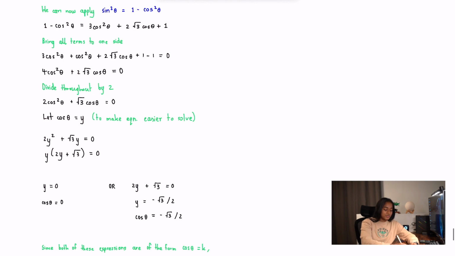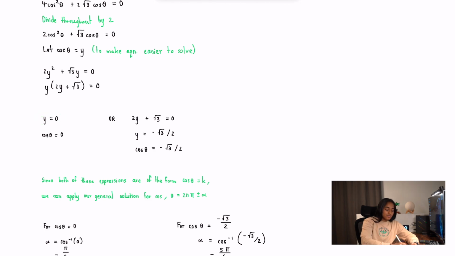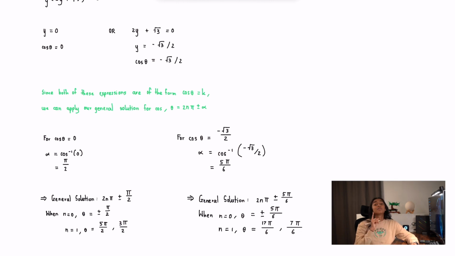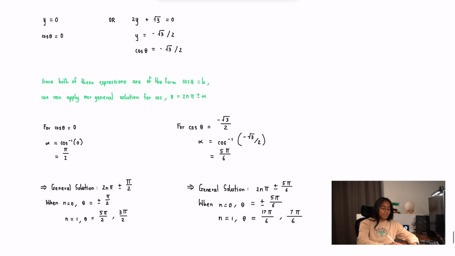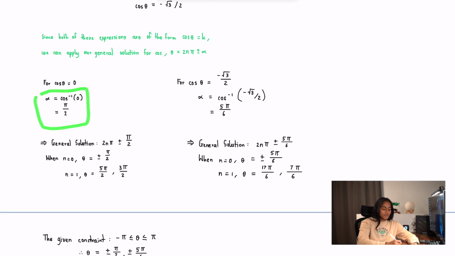So let cos theta is equal to y, and that will just make it easier to look at, right? So 2y squared plus root 3y is equal to 0. We find our values of y, and then of course we equate it back to cos theta. And since both of these are in the form of cos theta is equal to k, what can we do? Exactly, general solution. The general solution for cos is theta is equal to 2n pi plus or minus alpha. So we find alpha, and then we can apply our general solution. So we find an alpha in both cases and apply our general solutions.